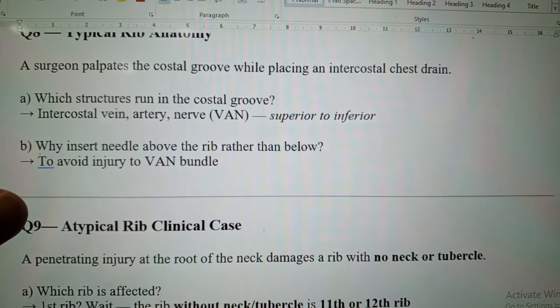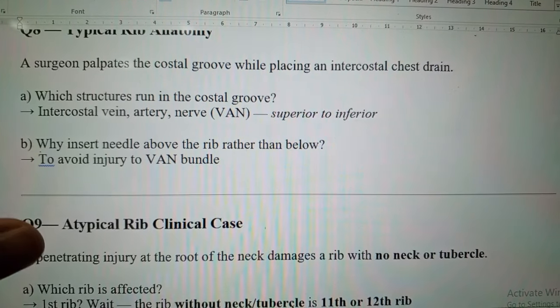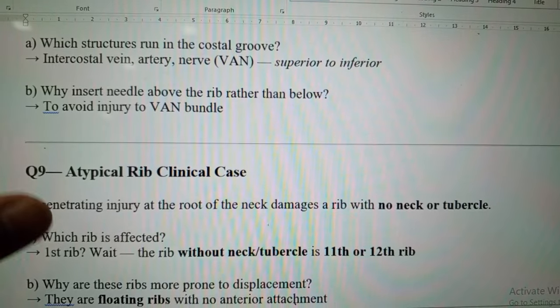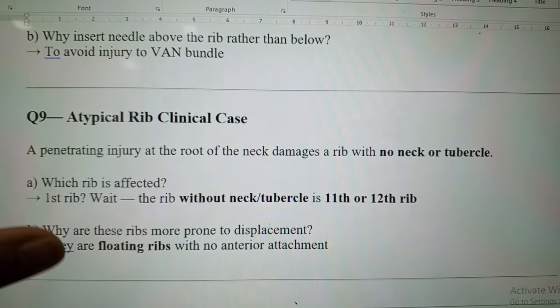Question number 8 is: a surgeon palpates a costal groove while placing an intercostal chest drain. Which structure runs in the costal groove? Intercostal vein, artery, and nerve, VAN. Superior to inferior, it is present. Why insert the needle above the rib rather than below? To avoid injury to the VAN bundle.